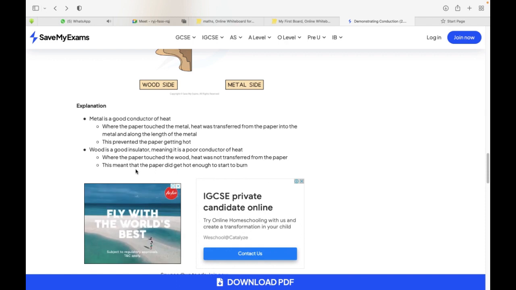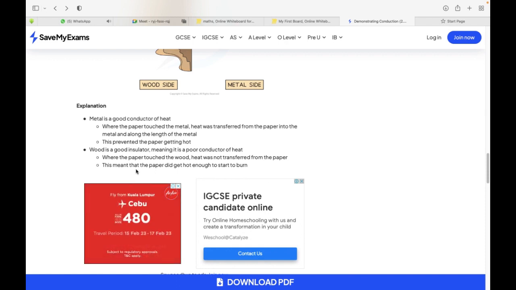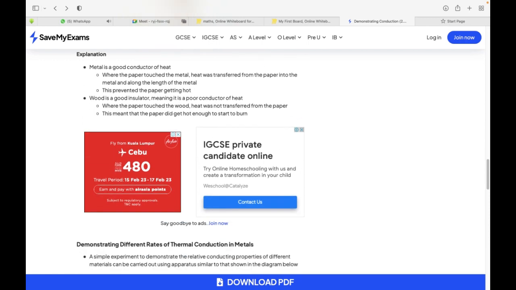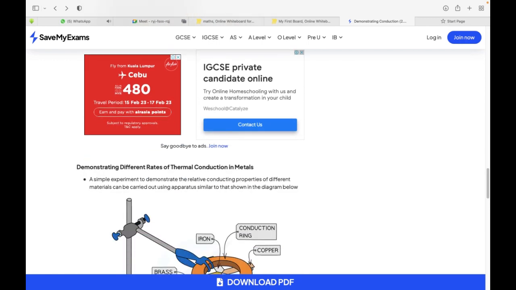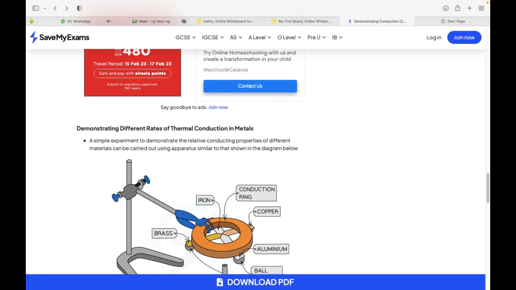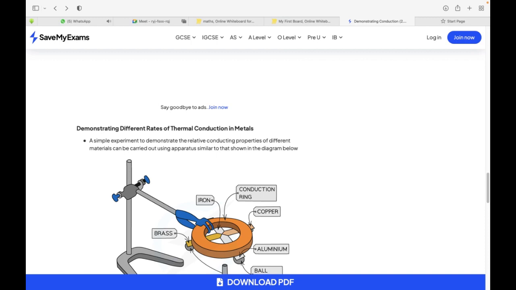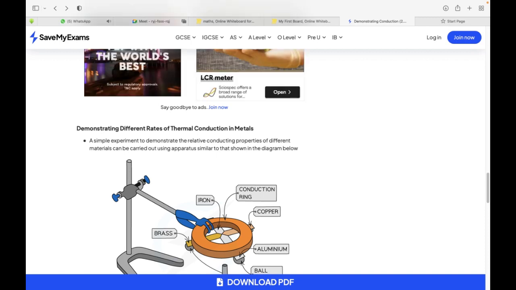This means that the paper did get hot enough to start to burn. So on the wood side, the paper will burn, right? The paper will get enough heat to start to burn. But on the metal side, all the heat has been transferred to the metal. All the heat on the paper has been transferred to the metal. But on the wood side, the paper couldn't transfer the heat to the wood. So the paper will get heated up itself and start to burn.